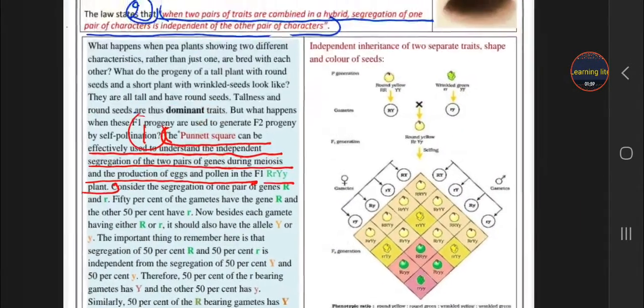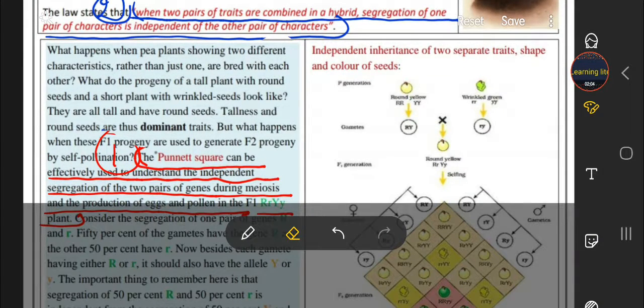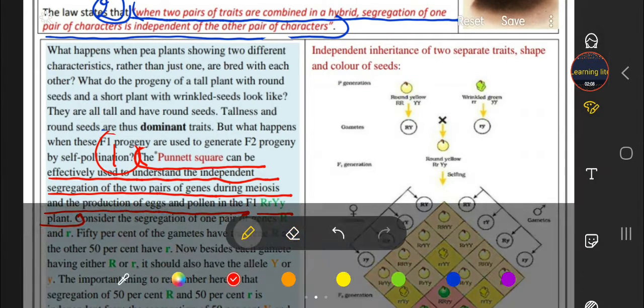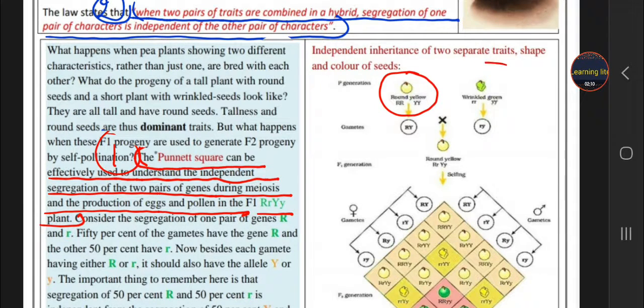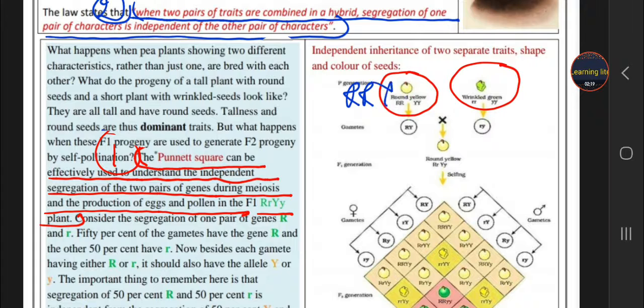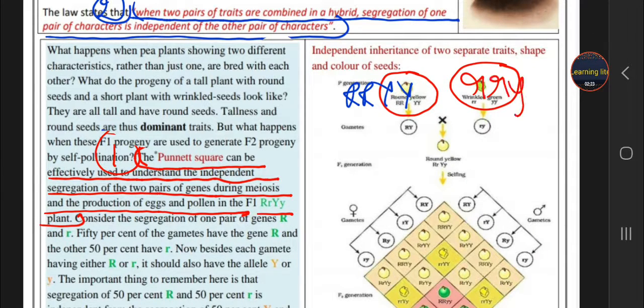Now let's study the Punnett square about the dihybrid cross. Mendel took two characters, student, round yellow and wrinkled green. Round yellow he mentioned with capital R and capital Y, and the small ones he mentioned with small r and small y. These are the parental generation.